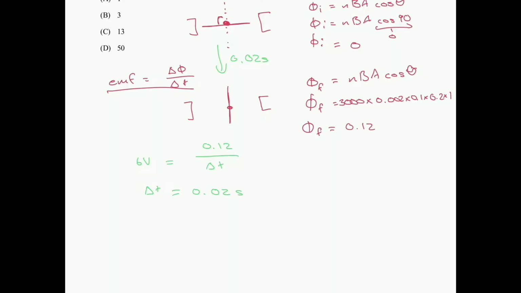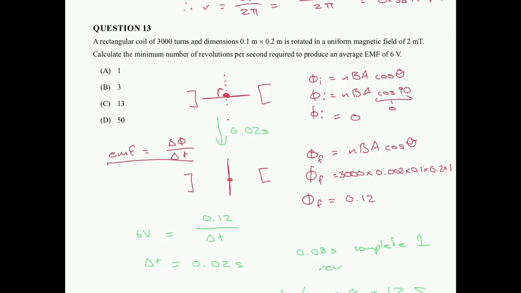So let's step through it. If it takes 0.02 seconds, it's going to take 4 times that to complete one total revolution. So it's going to take 0.08 seconds to complete one revolution. From there, I'm going to do 1 second divided by 0.08, and that gets me 12.5. So I can do 12.5 revolutions in 1 second. The only option that's close to 12.5 is option C, so 13 is going to be my answer.